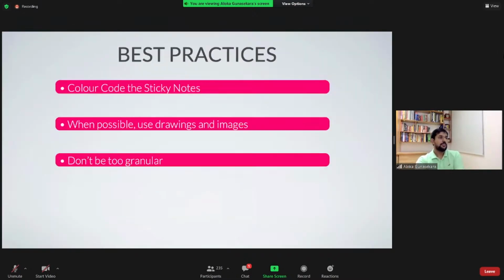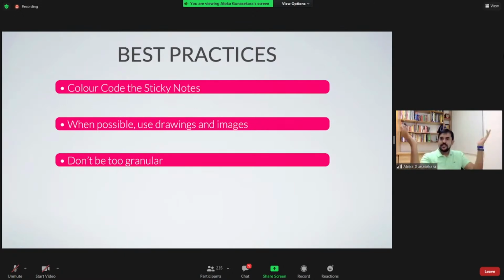And the best practice: color code the sticky notes. Now, what does this mean? If you have multiple customer segments and multiple value propositions, categorize them according to color. If you're using, let's say, a red sticky note for startups, value propositions for the startup should also be in red. If you're using a yellow sticky note for investors, use the same color for your value propositions. Where possible, use drawings and images.